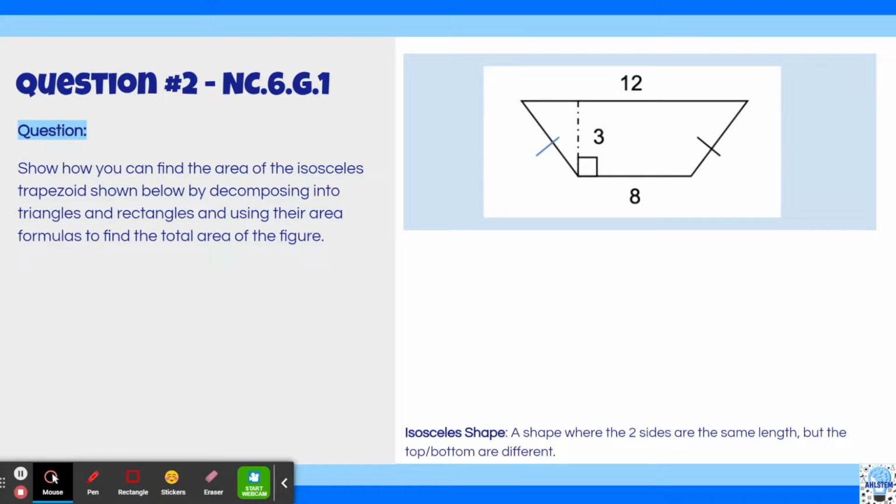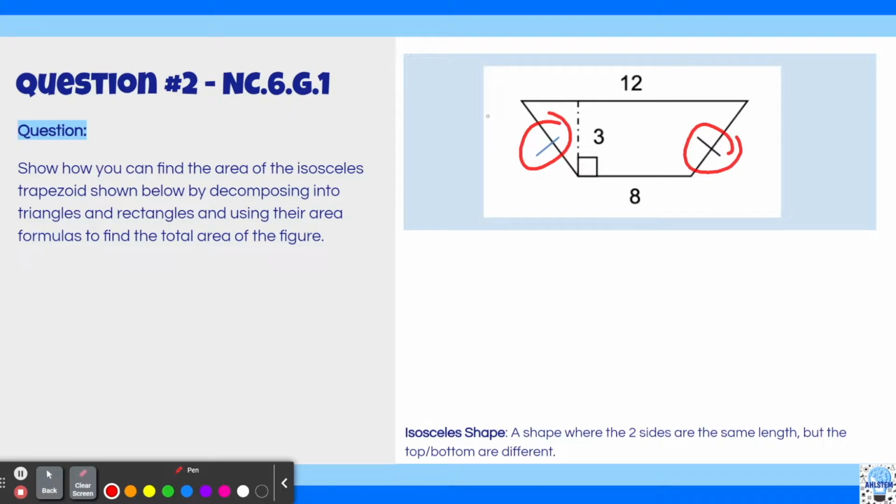Show how you can find the area of the isosceles trapezoid shown by decomposing into triangles and rectangles and using their area formulas to find the total area of the figure. So, just to define what an isosceles trapezoid is, on the bottom you can see that an isosceles shape is a shape where the two sides are the same length but the top and bottom are different. Okay? And we know that the two sides are the same length because we have our lines here.